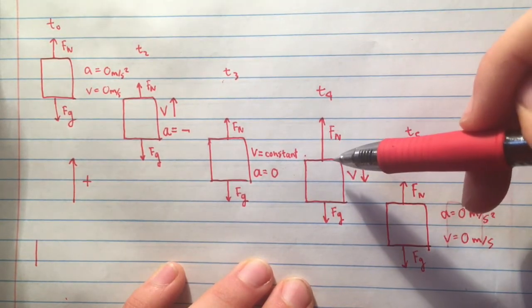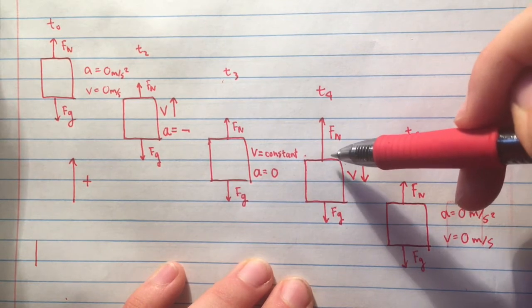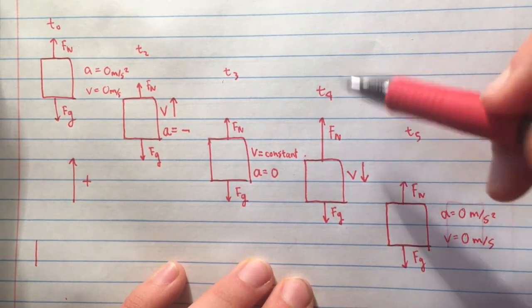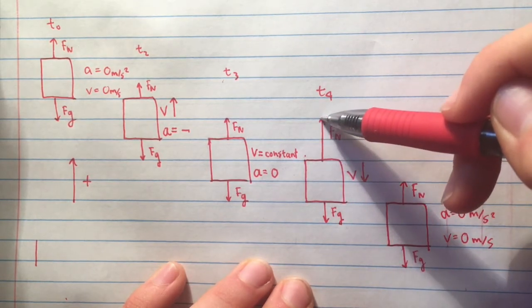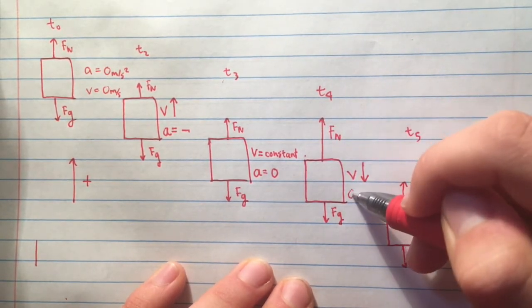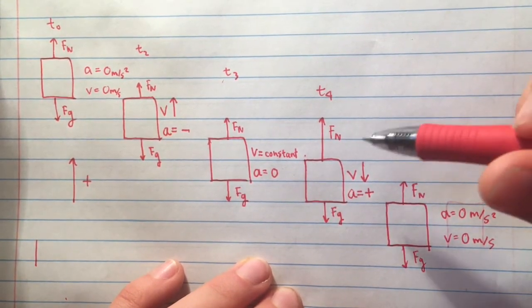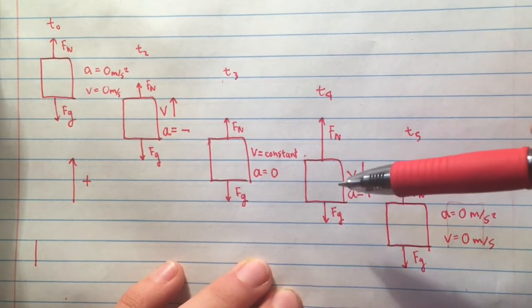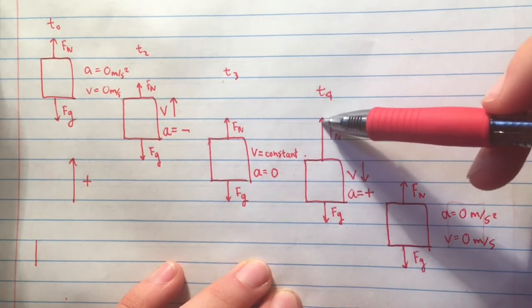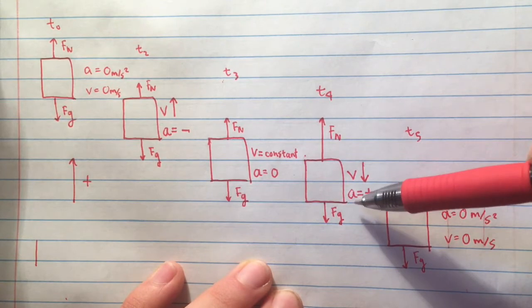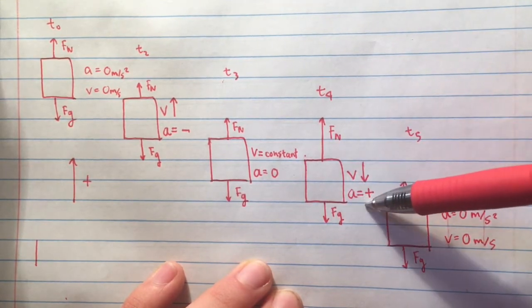That is what's going to make the person and the elevator slow down since they are already moving in the downwards direction. So because the net force is upwards, the acceleration is positive. And that seems kind of counterintuitive because you're slowing down, but because you are slowing down in the positive direction, the acceleration is positive. Net force is upwards, net force is positive, acceleration is positive.